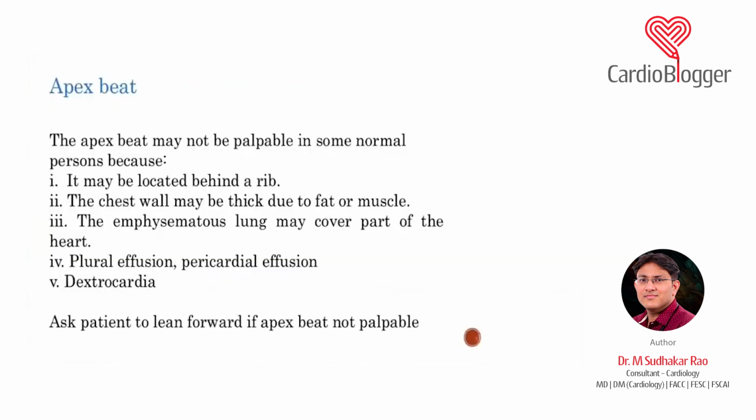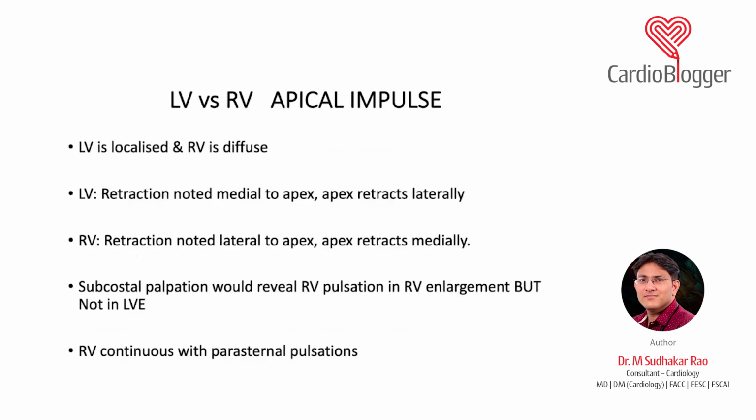Now there are many conditions where you may not be able to feel the apex, and the examiner may ask why you did not get one. Many a time in obese patients, or if the apex is behind a rib, you may not be able to palpate it. In thick chest wall individuals and patients with emphysema, too much lung may cover part of the heart. In patients with significant pleural and pericardial effusion, you may not feel the apex. Also, if the patient has dextrocardia and you are looking for the apex in the wrong place, you may miss the cardiac apex.